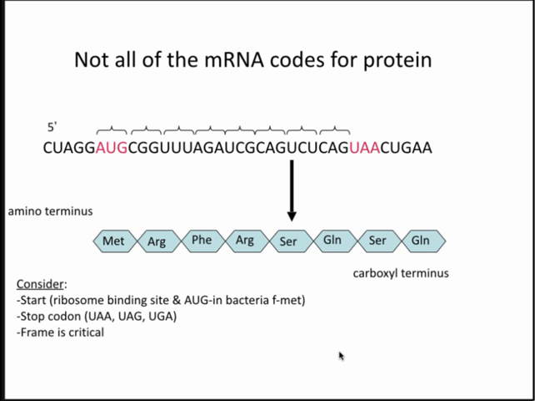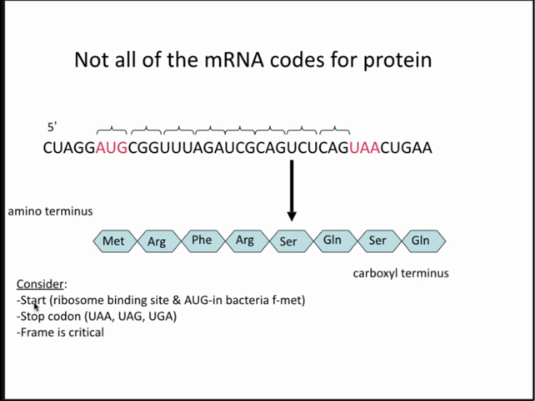Not all of the mRNA codes for protein. There are sequences before the first methionine, the start codon, and there are sequences after. Right? This gets translated into a protein. You have the amino terminus, which is at the beginning of the protein. You have the carboxy terminus, which is at the end. It's called the amino terminus because there's an amino group on here, right? And all of these are linked together, so they don't have the amino groups. And at the end, you have the carboxy terminus because it will have a carboxyl group at the end.